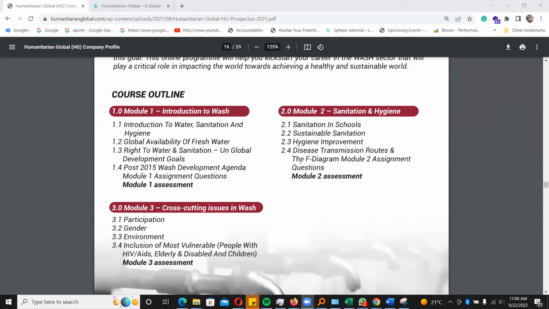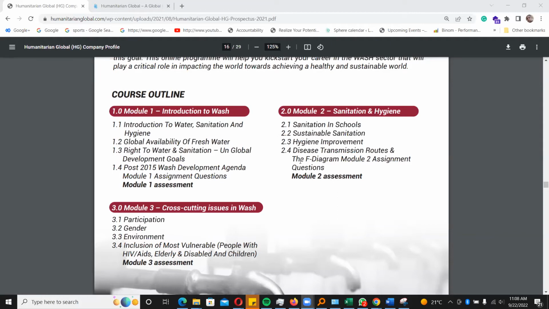For each module, we've got 4 sections for you to cover. If you're beginning your career as a WASH specialist, you can start with an introduction to WASH. We start from the basics, then take you through to understand more about water sanitation and hygiene. We tackle global availability of fresh water, and the rights to water and sanitation, based on the UN development goals. We also look into the post-WASH development agenda, and that is the first module.